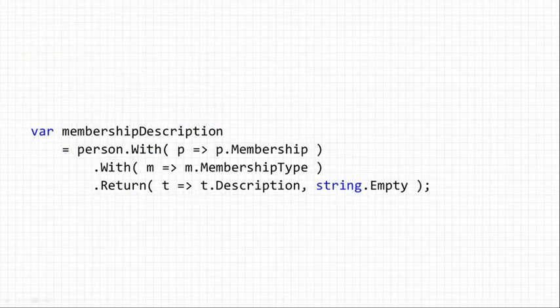Here's the payoff. We can now write code like this. We say we have a person, and with that person, give me the membership. And if the person was null, give me null. So now we might have a membership. With that membership, give me its type. But if it's null, give me null. And now I've got a membership type. Give me its description. And if I don't have a membership type, give me an empty string.